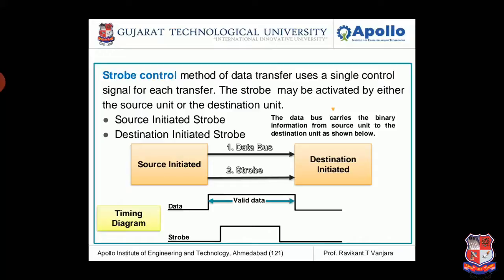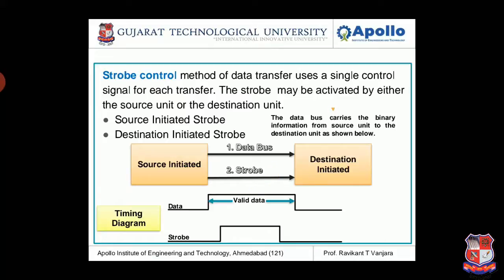In source initiated stop, the source unit first places data on the data bus, and we know why we are using a bus. The bus is used to transfer information from one location to another. The first thing to be noticed here is that the source unit first places the data on the data bus, and after that it activates the stop control signal. This control signal informs the destination unit that data from the source unit has been placed on the data bus. This signal remains active for some period of time.